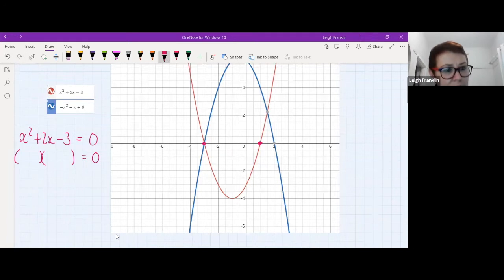In this case, our two factors would be x plus 3 times x minus 1. That means we have one x-intercept where x is equal to -3, and the other x-intercept where x is equal to 1. This one over here is the one where it's equal to -3, and this one over here is the one where it's equal to 1. Really, really straightforward. Lovely guys, well done, perfect.